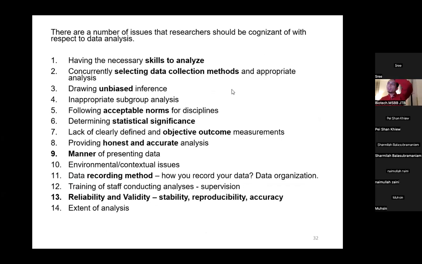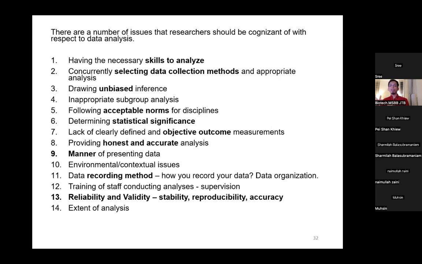All right, so there are a number of issues that you need to be cognizant of with respect to data analysis. You must have very good skills to analyze. When you get the data, you need to manage your data academically: how you put it into Excel, and then how you analyze it. Arrangement of data is very important as well, because the way you arrange it will help how you analyze the data. And then you also need to know how to select data collection methods and appropriate analysis to do that.